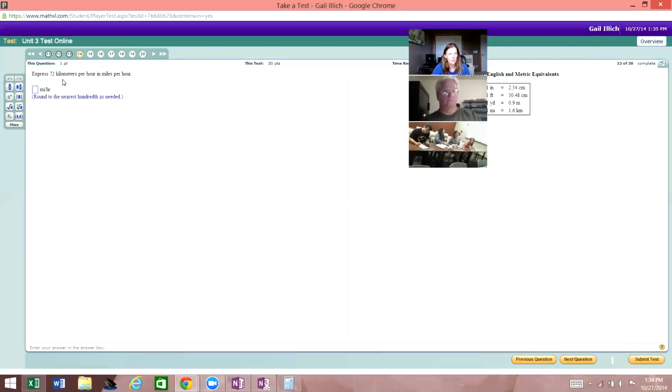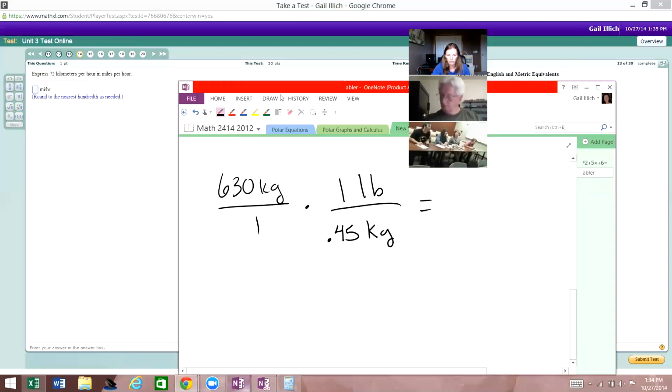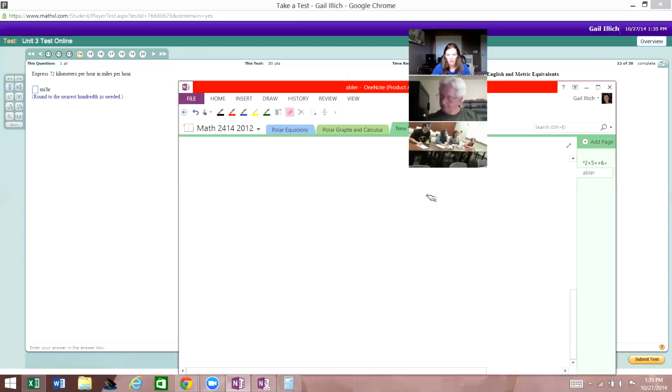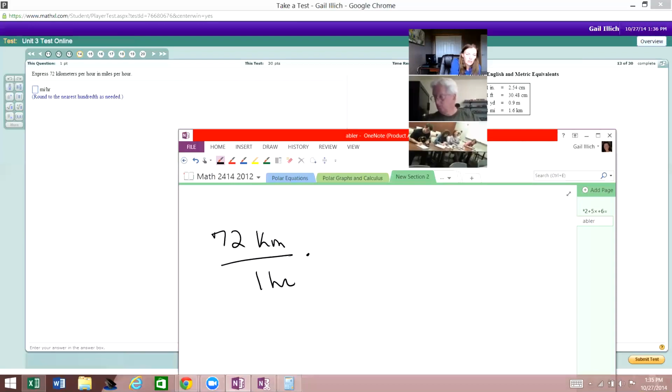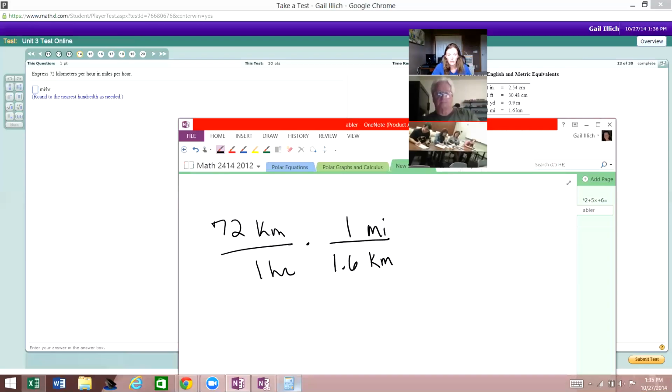All right, now it says express 72 kilometers per hour in miles per hour. And we know that 1 mile is 1.6 kilometers. Okay. So we have 72 kilometers in 1 hour. And we want to convert that to miles per hour. So we'll just leave the hours, but we want to cancel kilometers. We want to end up with miles. So we'll put 1.6 kilometers and then 1 mile. So all we have to do on this one is divide 72 by 1.6.